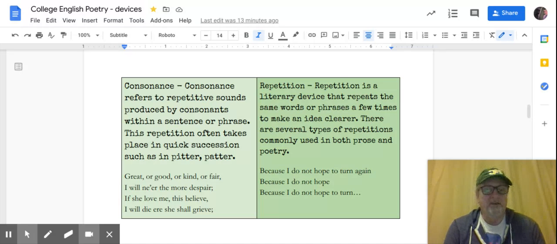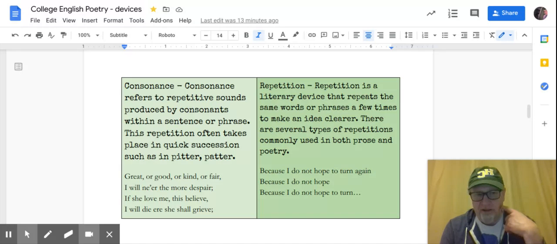Again, it's a sound device, right? Poems are supposed to be read out loud. I'm supposed to hear these things.